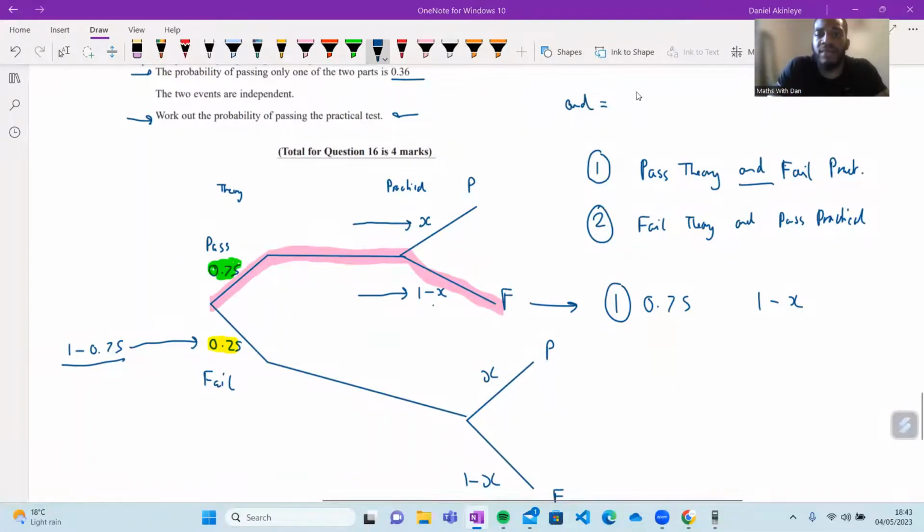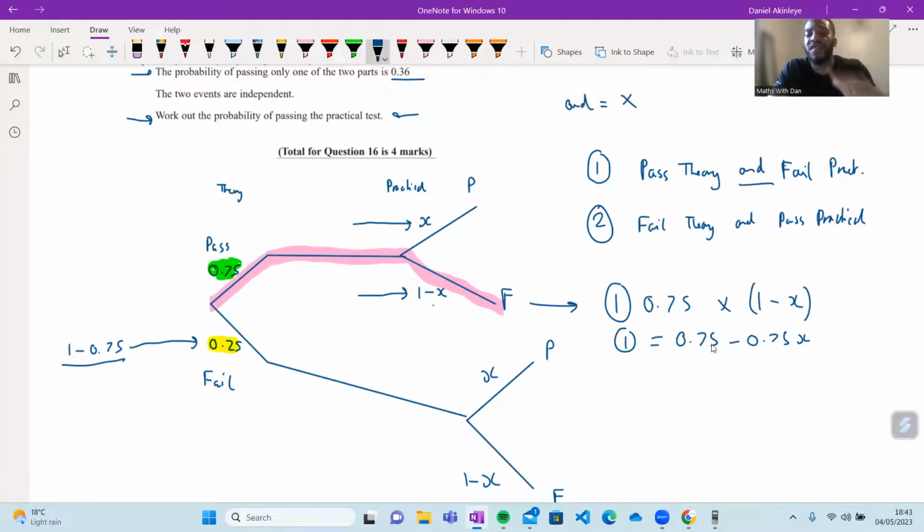We times, yeah? So this is going to be times, yeah? And then now, this is not too bad. I have to put a bracket here though. And all I'm going to do is expand this quickly. So I'm going to get 0.75 minus 0.75x, yeah? So this is option one: passing the theory and failing the practical.